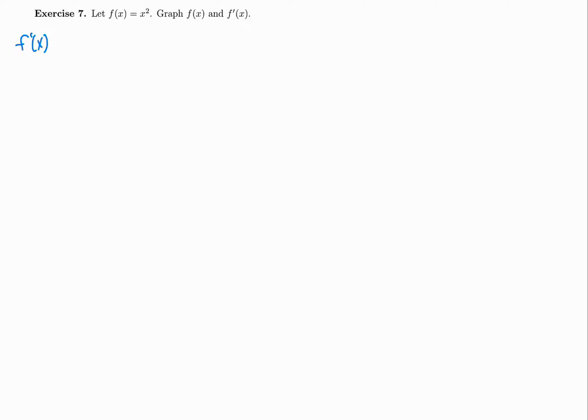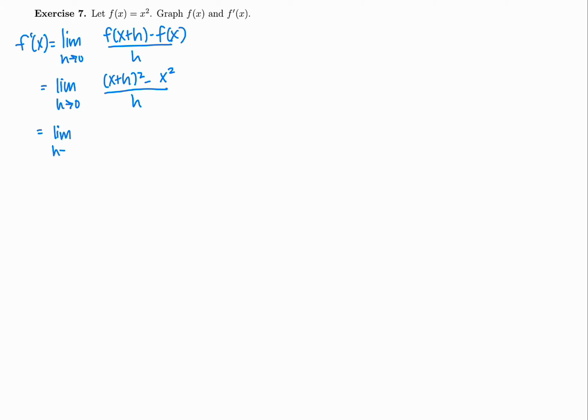F prime of x, remember, is the limit as h goes to 0 of f of x plus h minus f of x all over h, which is the limit as h goes to 0. If I plug x plus h in, this is x plus h squared minus x squared all over h. And hopefully you notice we need to do some algebra, because if we plugged in h going to 0 now, we would get 0 over 0. So let's do some algebra.